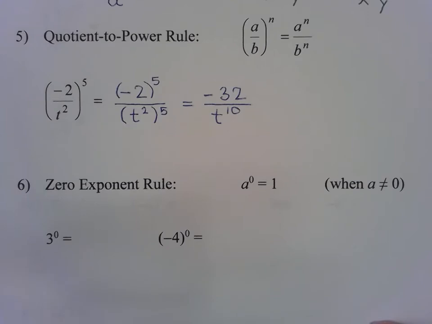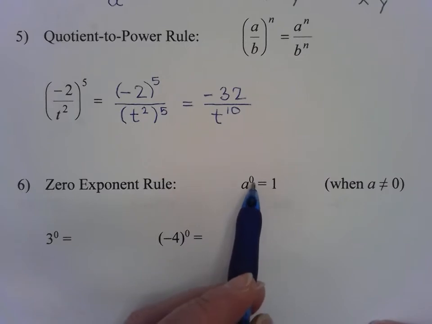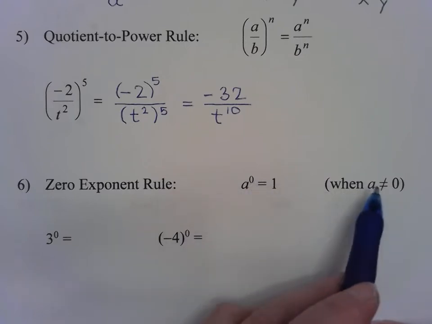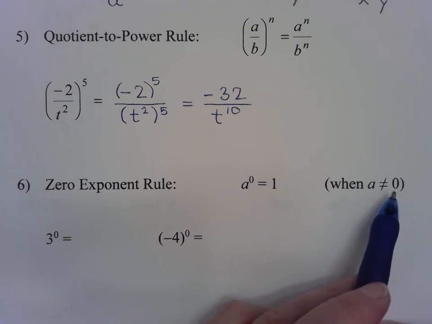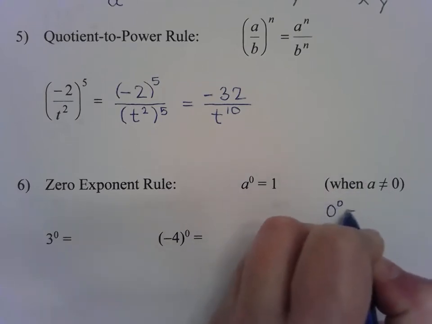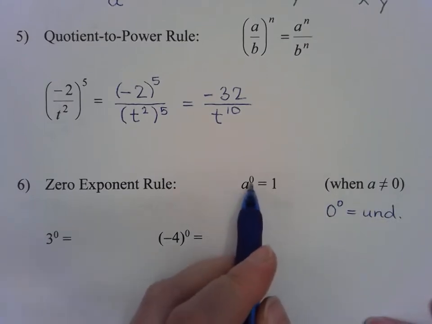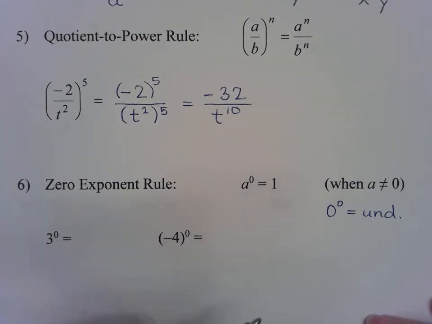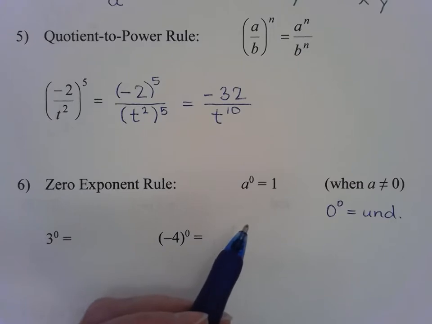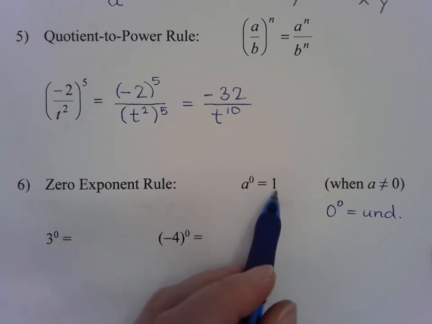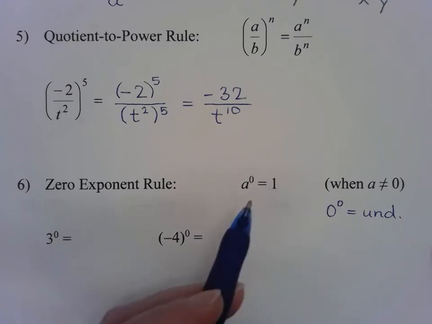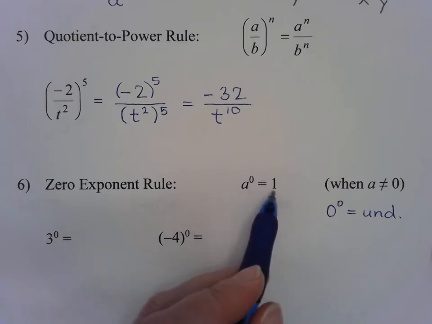Number 6 is called the zero exponent rule. If I raise any base to an exponent of 0, any base except for 0 itself, because 0 to the 0 is undefined, but any other number raised to the 0 is always going to give me 1. The explanation I usually give is that this is almost like the identity. I don't have any copies of the base multiplied here, so I just have the identity 1. That's kind of the reasoning behind it.